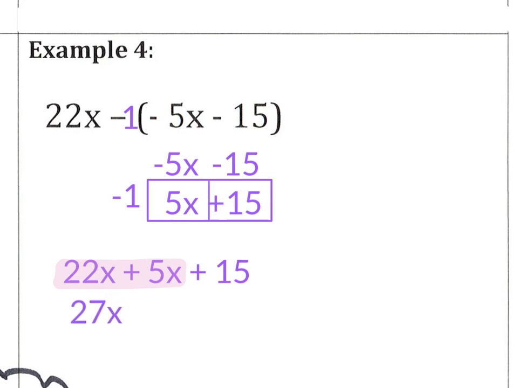And then we just have the constant by itself. Remember, I like to highlight all of them just to know I didn't forget any terms. So I have the plus 15 that I'm going to put at the end, 27x plus 15, and that is my answer there. So put a circle around that.